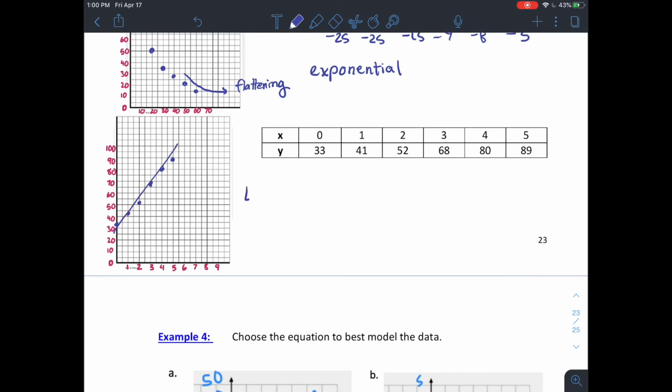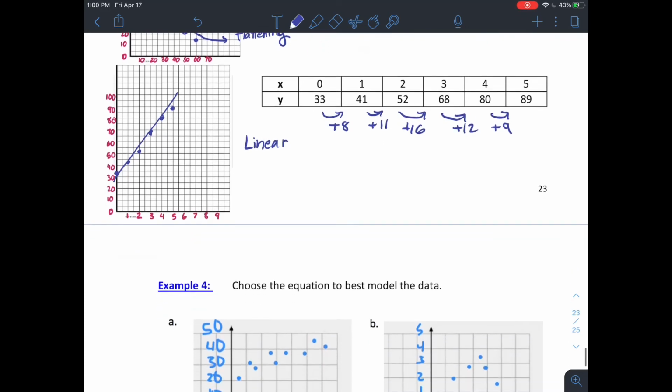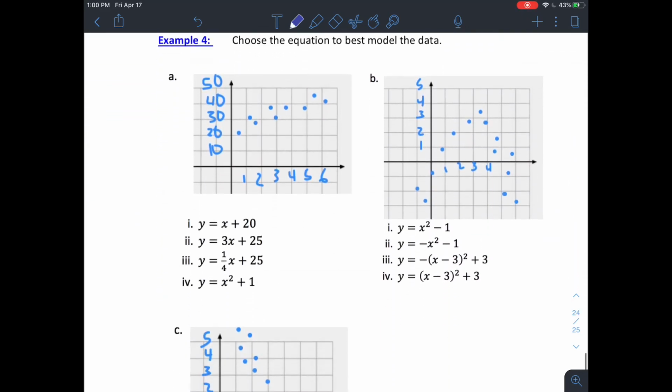If you look at this one, it looks pretty much like a straight line. If you look at your change in each y value as your x's get 1 bigger, we're changing by almost the same amount each time. I mean, 8, 11, 16, 12, 9. They're all approximately the same rate of change, which would indicate a linear function.